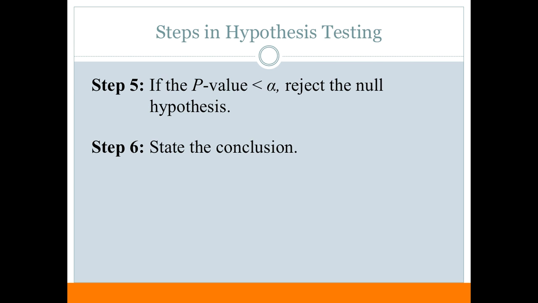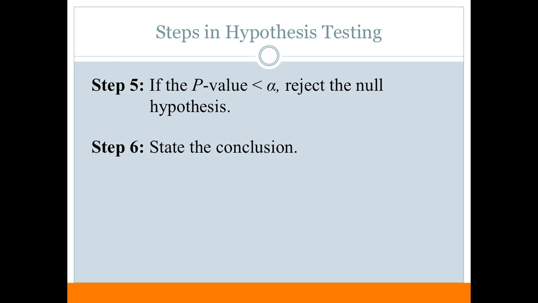And then step 5 is to actually make a conclusion. So if your p-value is less than alpha, then we decide to reject the null hypothesis. And then we state the conclusion in a full sentence for step 6. But the whole idea is that the p-value is the probability of obtaining a sample that is as rare or more rare than what you got for your sample under the null hypothesis.